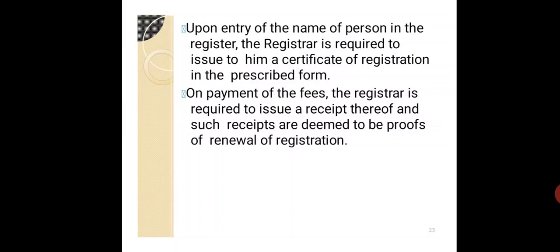After that, upon the entry of the name of the person in the register, the registrar is required to issue to him a certificate of registration in the prescribed format. On payment of the fees, the registrar is required to issue a receipt, and such receipt is deemed to be proof of renewal of registration. In the last lecture, we completed up to that topic.